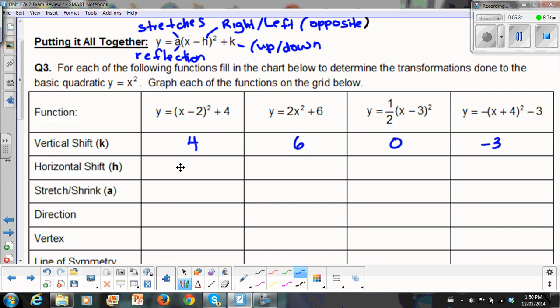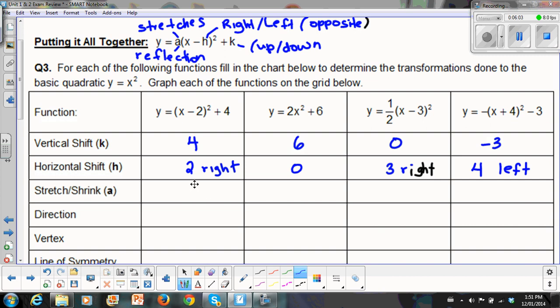Horizontal shift is, again, the opposite of what it says. So here it says -2, so we're going 2 to the right. If you want to write "to the right" to help you out. Because there's no value being added or subtracted to the x before being squared, there's no horizontal shift. Here it's also 3 to the right. And here we have +4, so we are going 4 to the left.